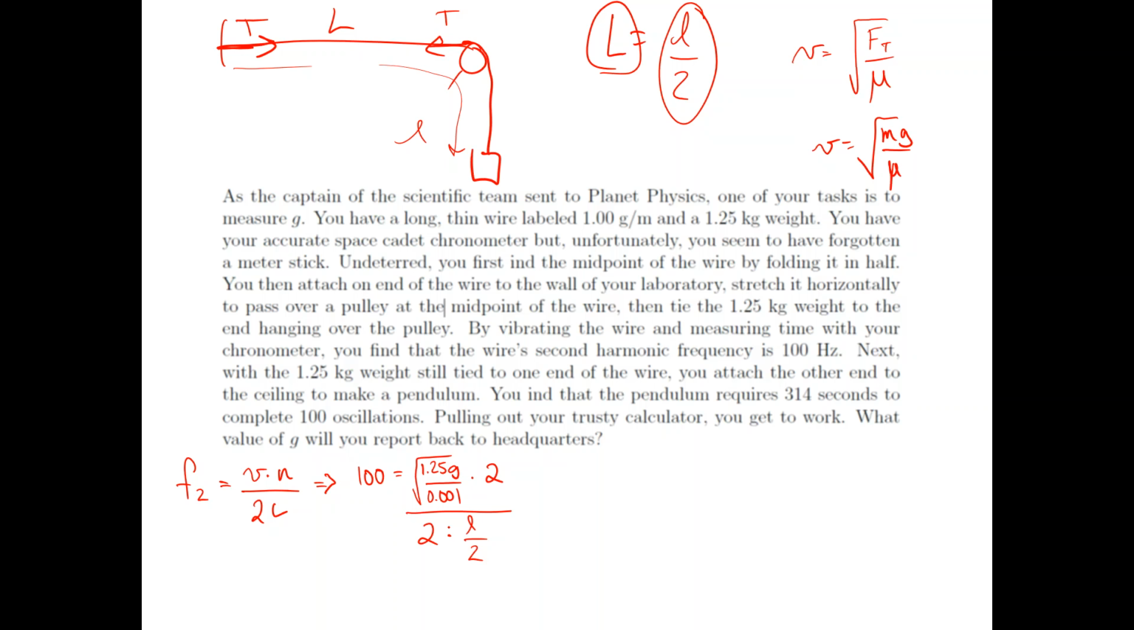So now I can just simplify some things. I can cancel out my 2's, and I'm going to have an expression where I don't know L and I don't know g. And that's fine because I'm going to have another equation later on. So now it's going to be 100 times the square root of 0.001 divided by 2 times the square root of 1.25 equal to g, or rather the square root of g over L.